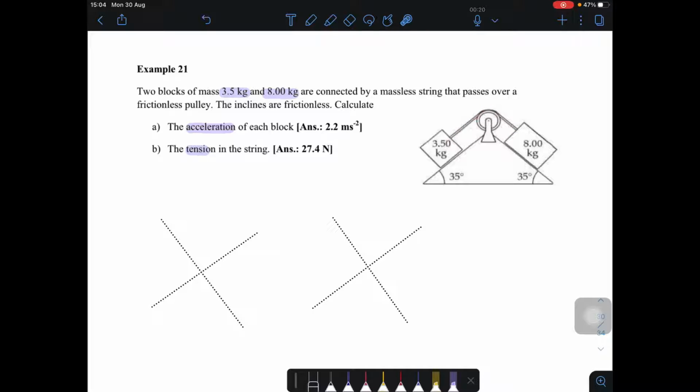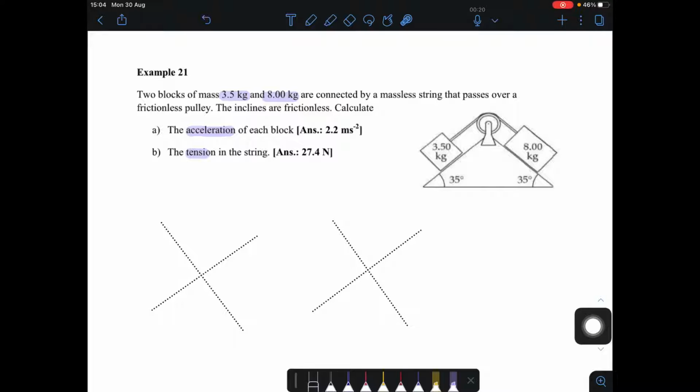Now we need to determine the direction of the acceleration. Kita tengok dekat sini the mass here. Let's label this one M1, this one M2. As you can see, the mass M2 here is bigger than M1, so obviously dia akan bergerak ke bawah. So this whole system will be going in this direction.